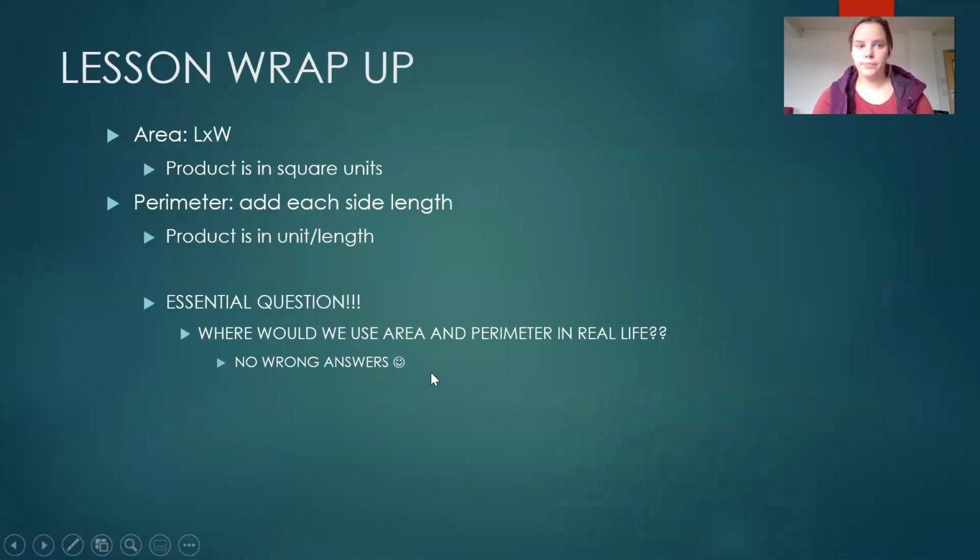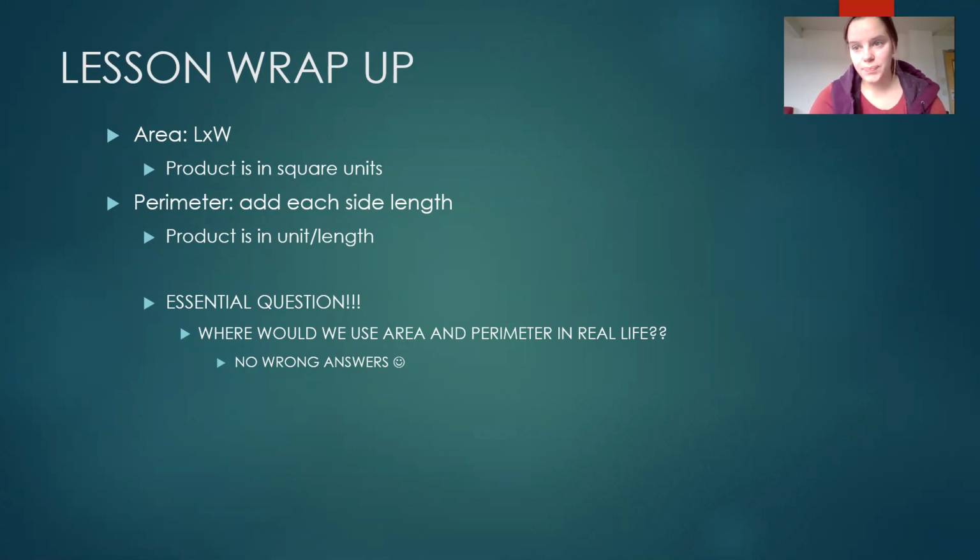Last part. We're going to talk about everything that we just learned. You guys did an amazing job. So to find the area, we now know and have known that it's length times width. And because you're multiplying, the product that you get after length times width is going to be in square units. So if it's 4 inches times 2 inches, the answer would be 8 inches squared. And then for perimeter, you add each side. So if it's 4 plus 4 plus 2 plus 2, the answer would be 4 plus 4 is 8, plus 2 is 10, plus 2 is 12. So it would just be 12 inches.